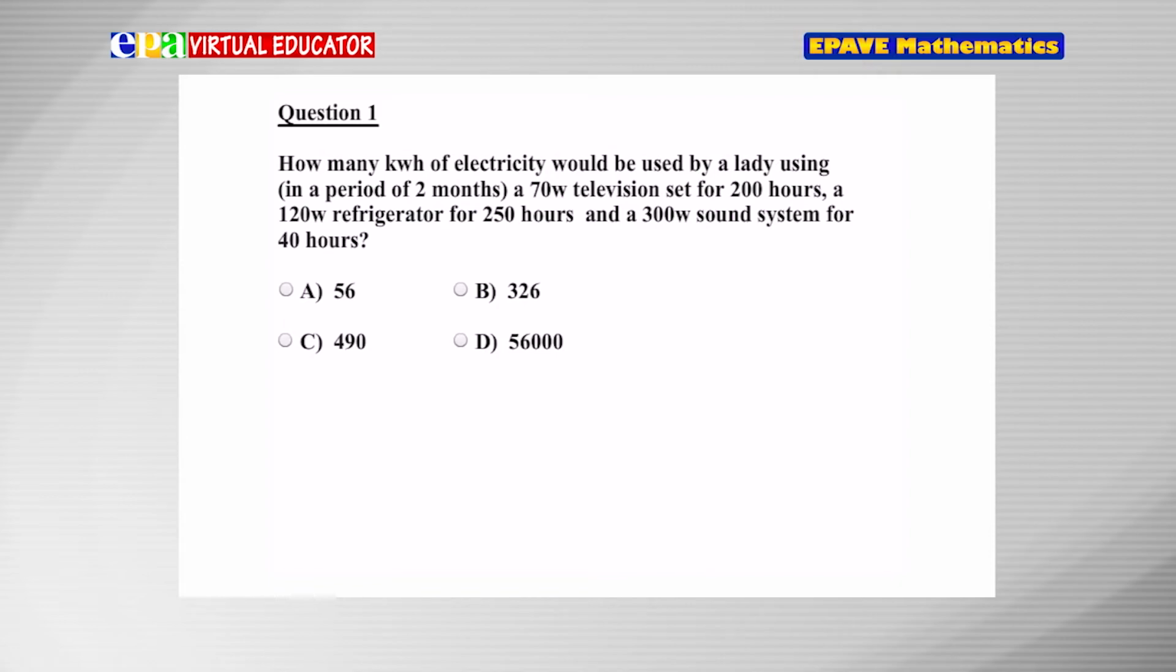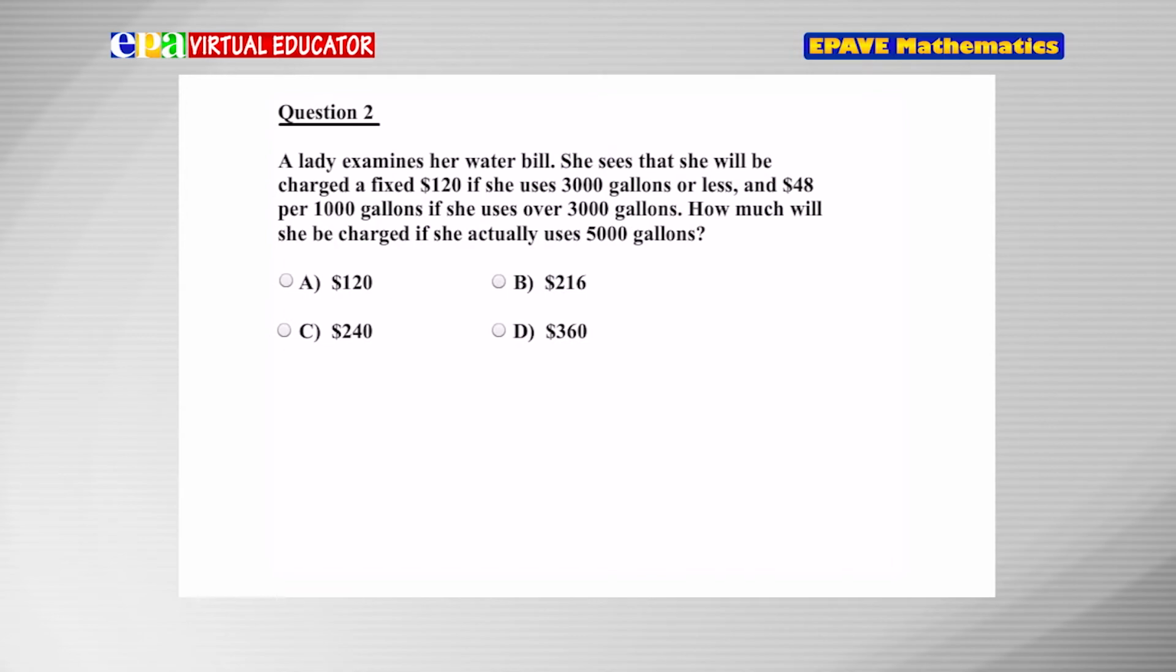A lady examines her water bill. She sees that she'll be charged a fixed $120 if she uses 3,000 gallons or less, and $48 per 1,000 gallons if she uses over 3,000 gallons. How much will she be charged if she actually uses 5,000 gallons? A, B, C, or D?